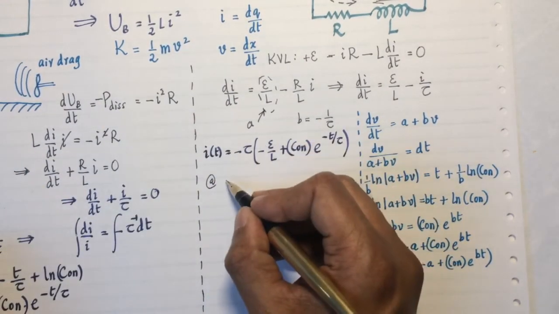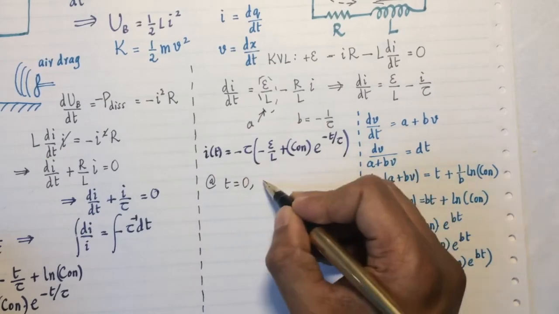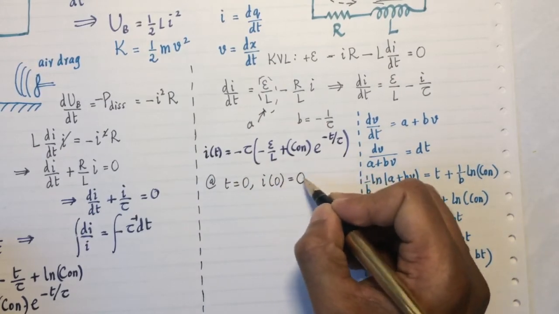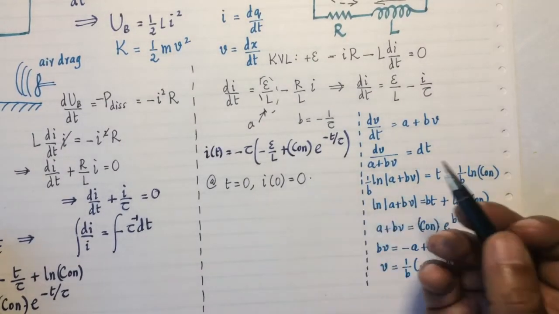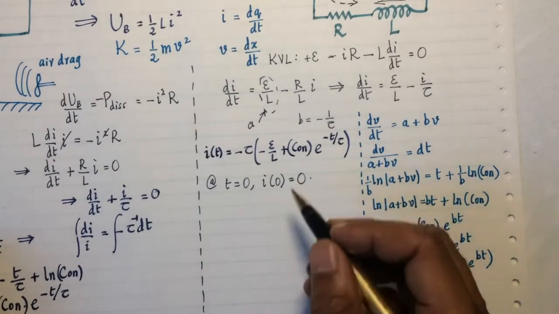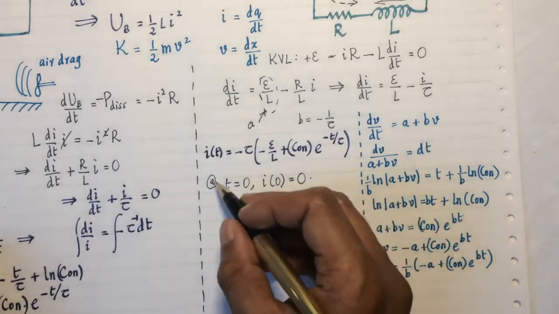And that's simple. At t equals 0, the inductor was empty. So I of 0 equals 0. Otherwise you would not be charging it. And that's not really true. You can put some other value if you like. I don't care, but this is the simplest. So put that initial condition.